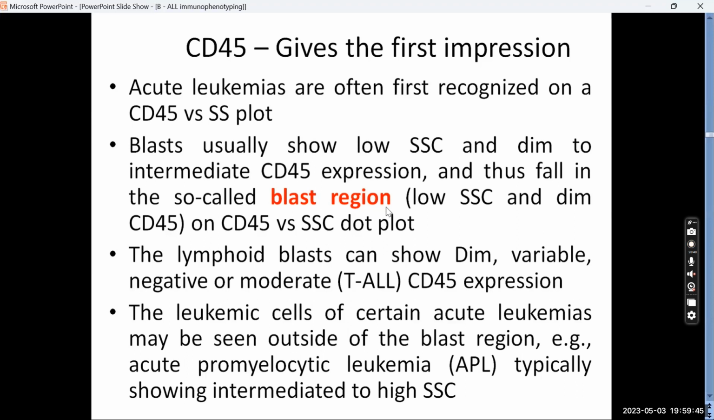Okay, now let me ask you a question. What is the difference between a region and a gate? Anyone who wants to answer? You can unmute yourself and answer. What is the difference between a region and a gate? Normally when we discuss, we make a lot of new findings and use great terminologies, but when a simple question is asked, we fail to answer.